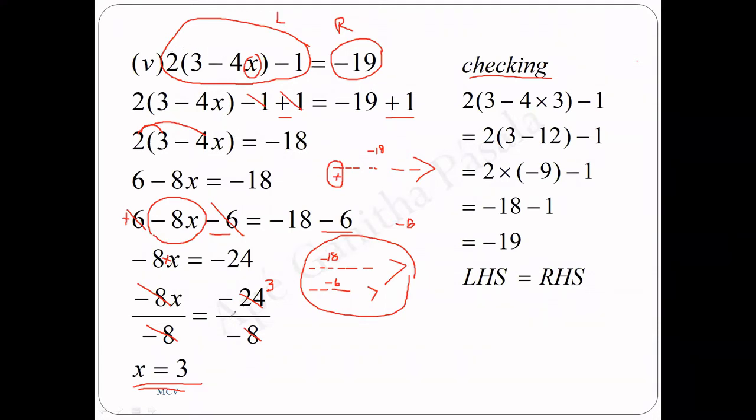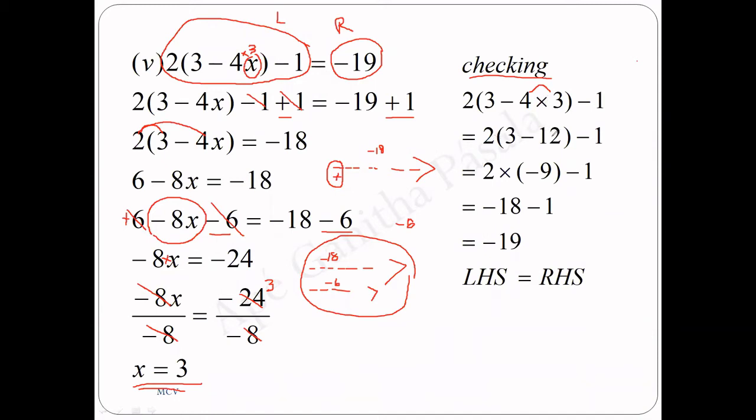Substitute x equals 3. Put 3 for that place. Then let's substitute: 2 brackets 3 minus 4, and here there is a multiplication in between, 4 into 3, close brackets, minus 1. Now what is 4 into 3? If there is a subtraction and multiplication, first you have to do the multiplication. 4 into 3, 12. 3 minus 12.